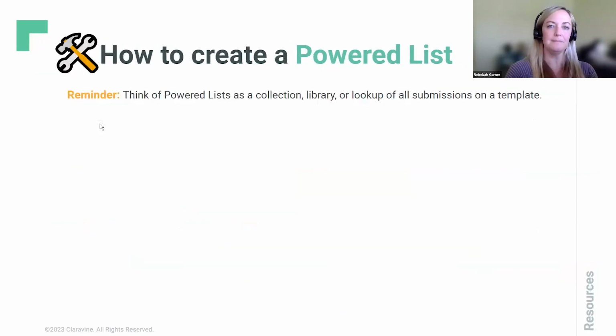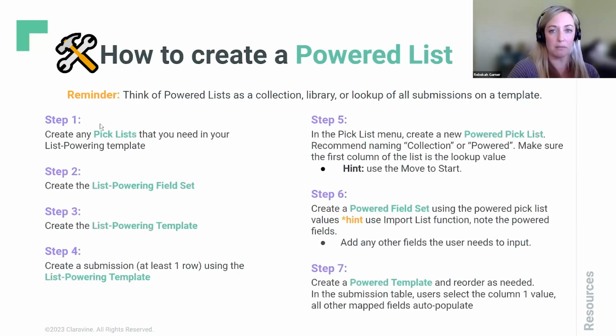Crazy. So we've talked a lot about powered lists, but how do we actually do this? I want to just remind you that powered lists, think of it as a collection, a library, a lookup of all the submissions that are created on the list powering template, template 1. This is a high-level overview.